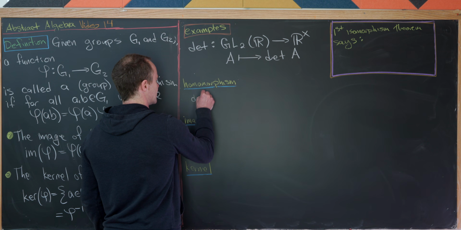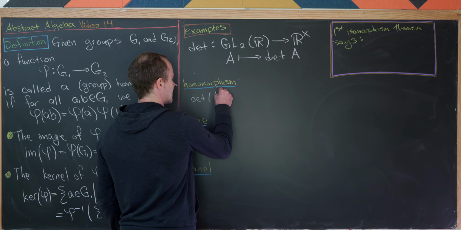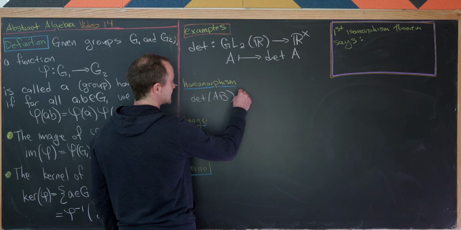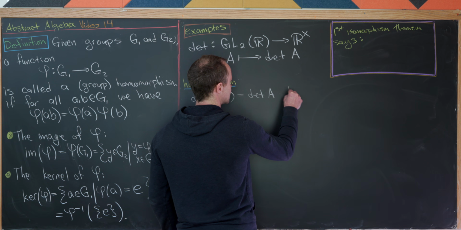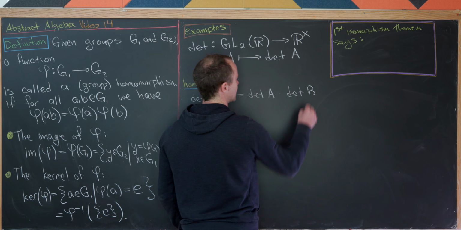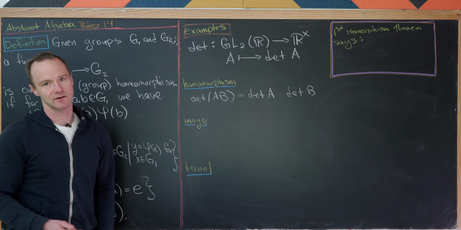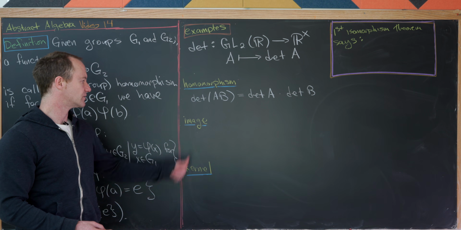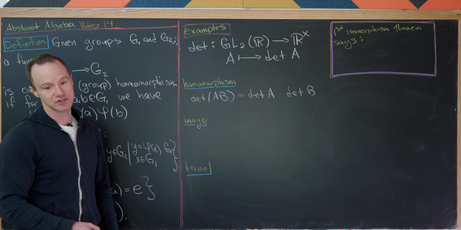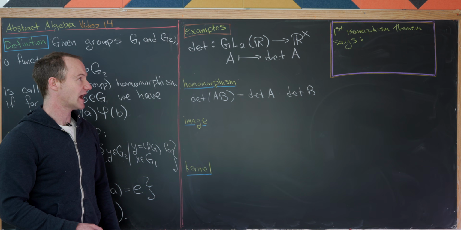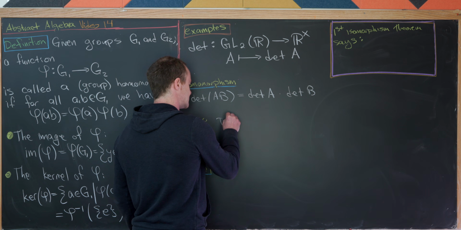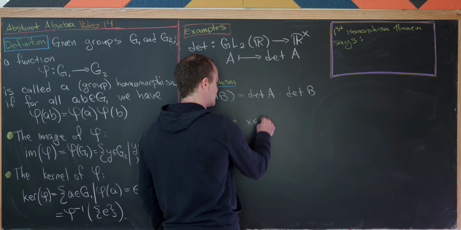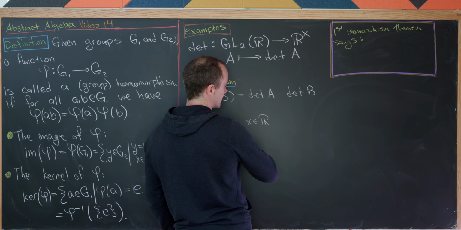So let's take the determinant of A times B, and like I said, from linear algebra, we know that this is the determinant of A times the determinant of B. But that's exactly what we need. Okay, so now what about the image? Well, in fact, we can get any real number here. So let's take x to be a non-zero real number.